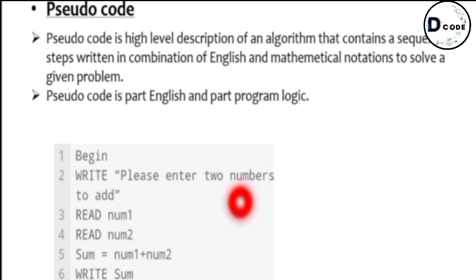Here we can see a pseudocode for adding two numbers. Step 1, begin. Step 2, write please enter two numbers to add. Next, read num1, which means it scans the first input. Step 4, read num2, which means it scans the second input. In the fifth step, it adds the two numbers and then it assigns a value to the sum. In the sixth step, it prints the sum. Code is ended.